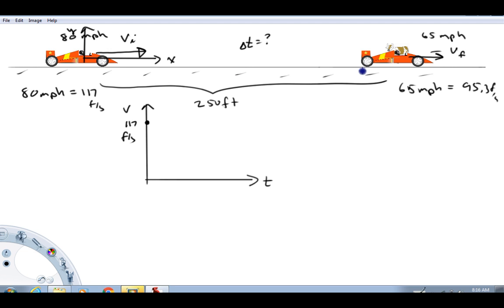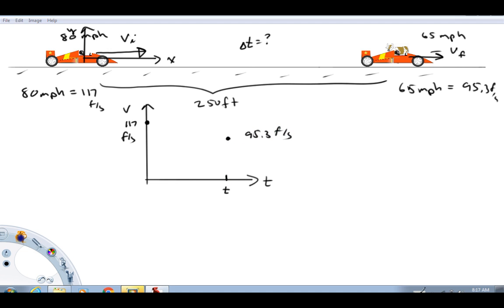Sometime later, we don't know the time, and again, I'm free to choose my scale this way. I'm just going to put that time here. I don't know the time, so I'm just going to call it t, but I do know that the speed is 95.3 feet per second. I'm not going to bother getting a ruler and getting this exactly correct. If this is 117, this would be maybe about 60. That 90-something is maybe about there, so I'm just going to put it right there. And again, that's 95.3 feet per second on this graph.